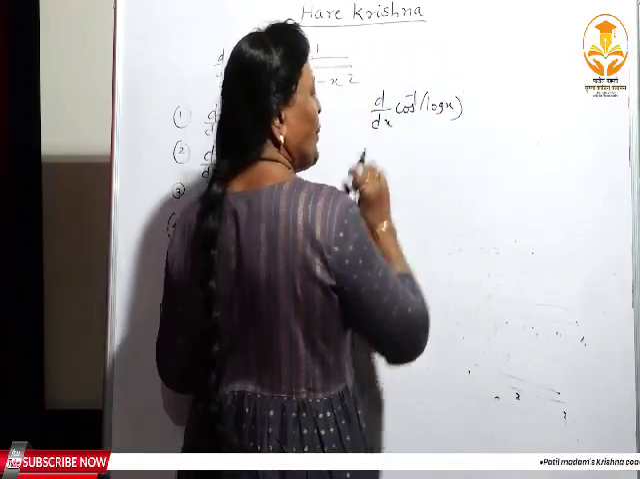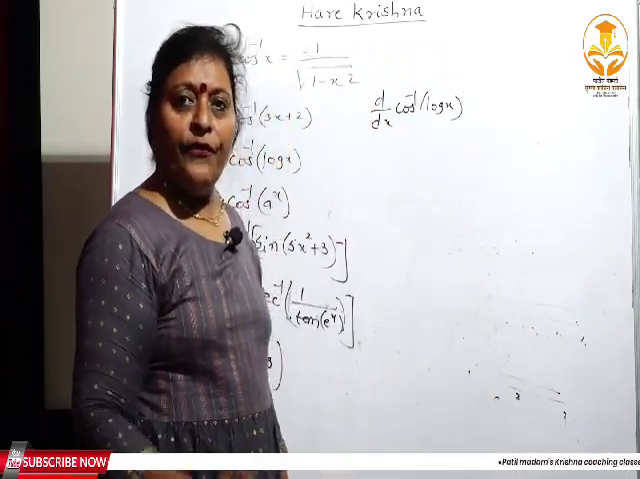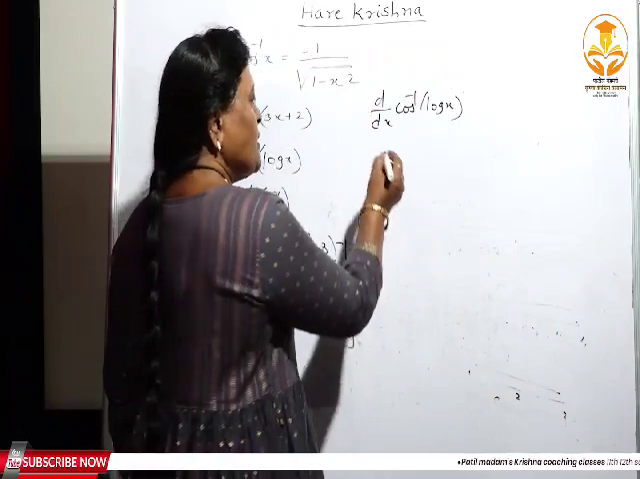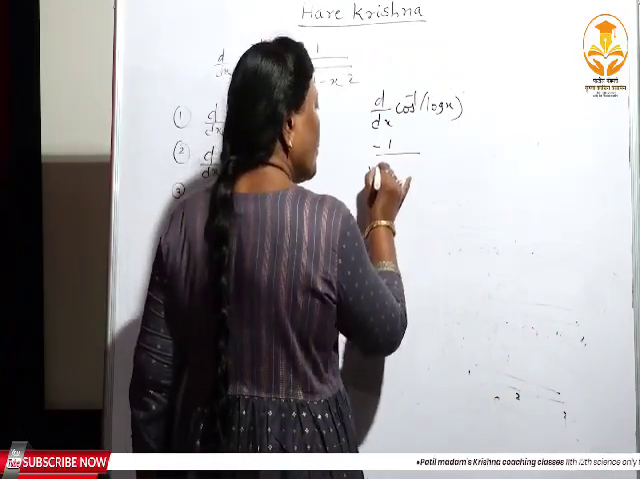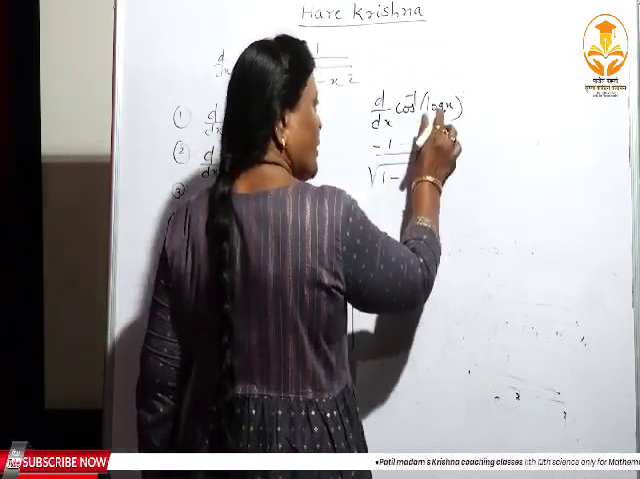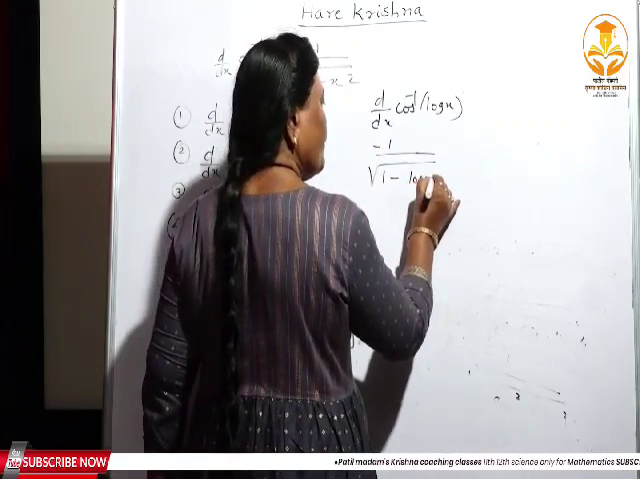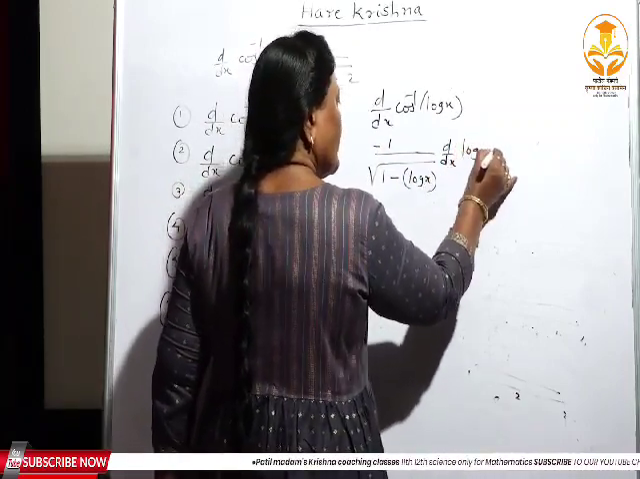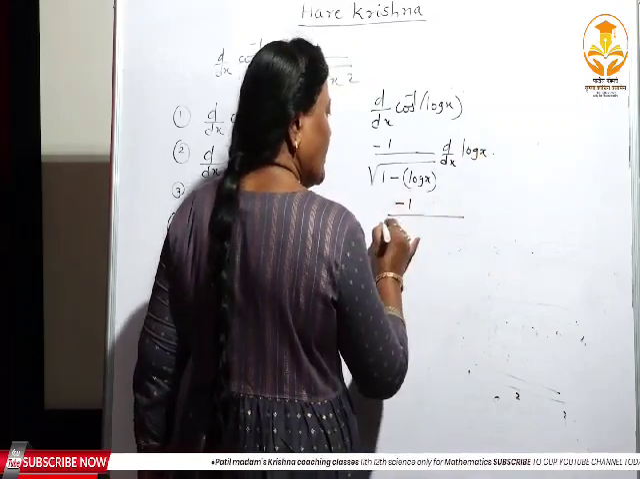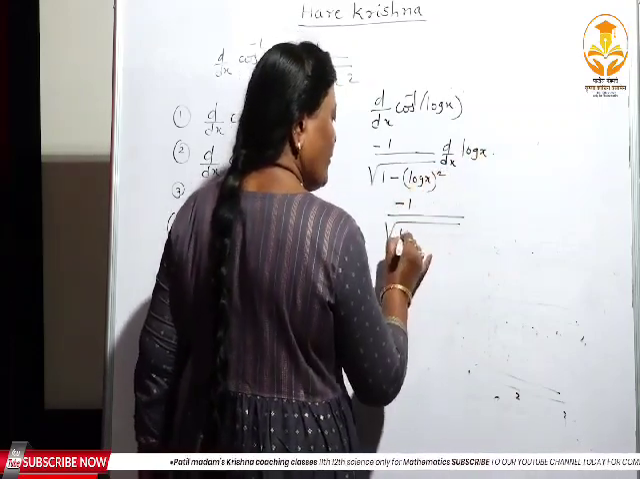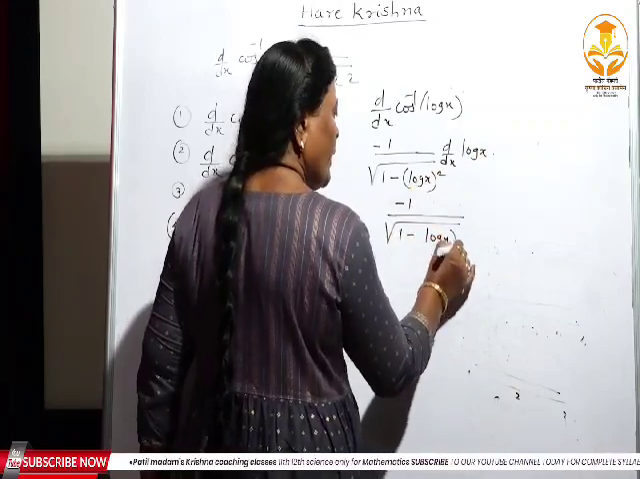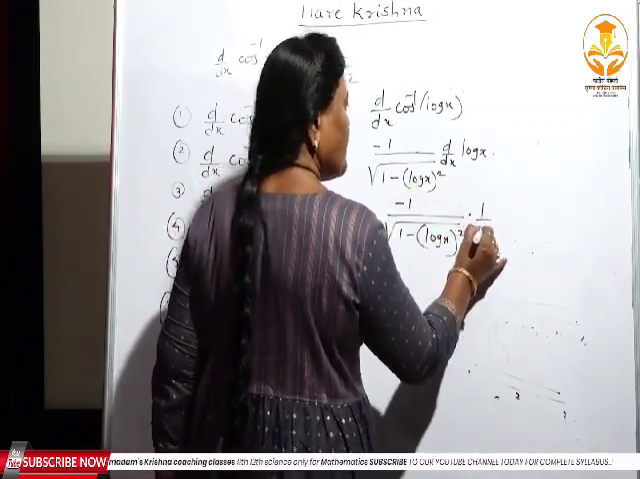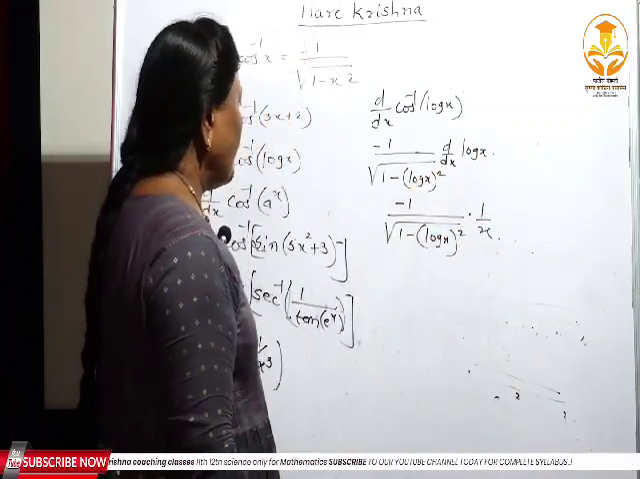Here again you have to substitute u. What is the derivative of cos inverse u? That is minus 1 upon root of 1 minus u square. Here u means (log x) whole square, and d/dx of what? Log x. What is the derivative of log x? That is 1 by x. Very simple here.